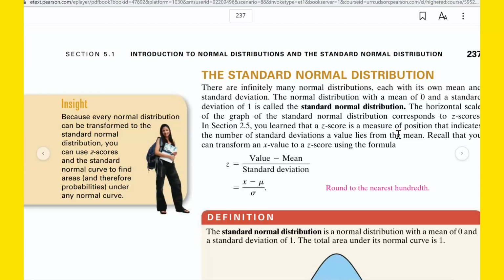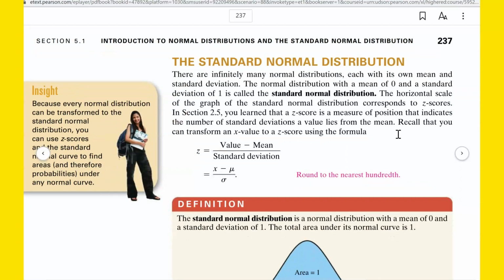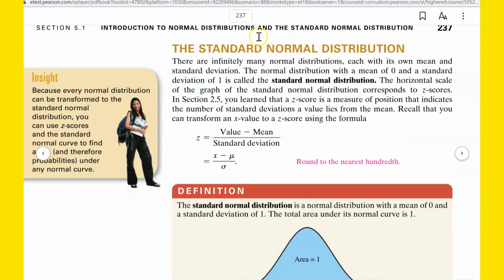Okay, moving on to the next page. Standard normal distribution. So what we just talked about was just a normal distribution. Now we're going to talk about what's called the standard normal distribution. The standard normal distribution has a mean of 0 and a standard deviation of 1.